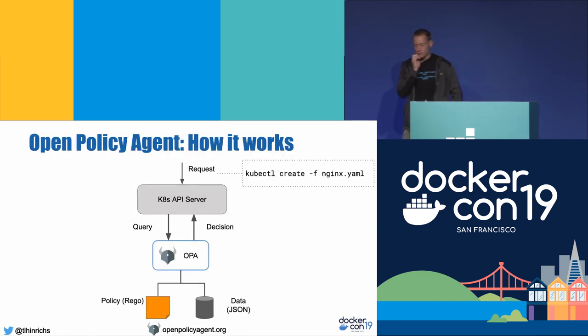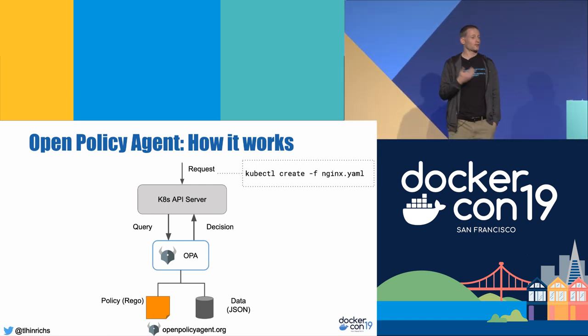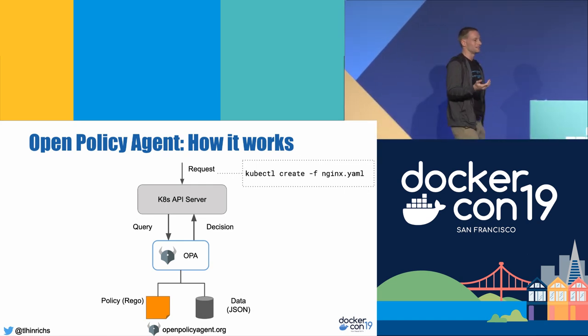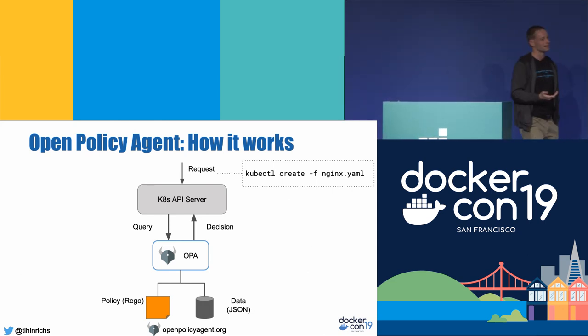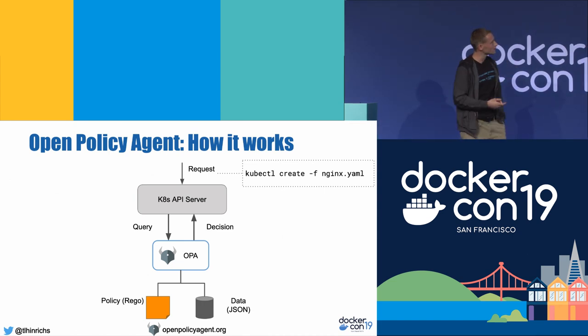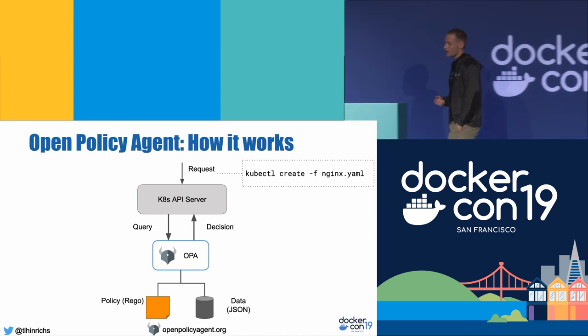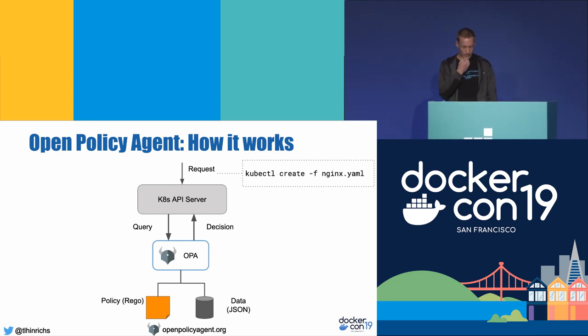Let's zoom in one level more, because after this we're going to do some live coding. We're going to sit here together and write some policies, maybe some of which you will suggest to me on the spot, and then we will see this in action. So the way that this works, one more level of detail, is that every kubectl create or kubectl apply ends up as a request to the Kubernetes API server.